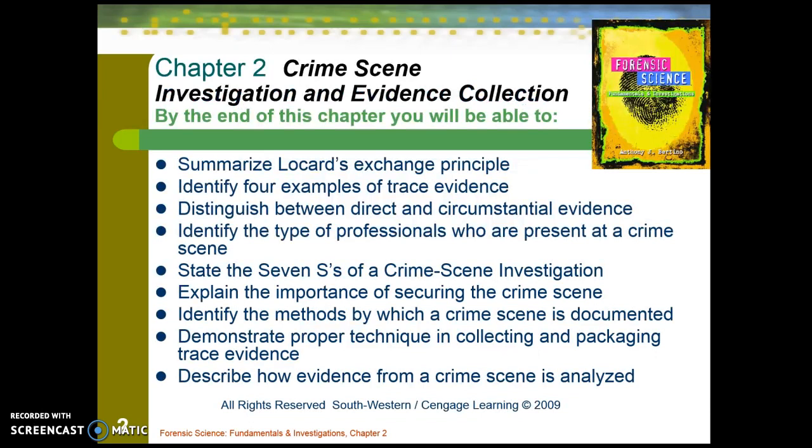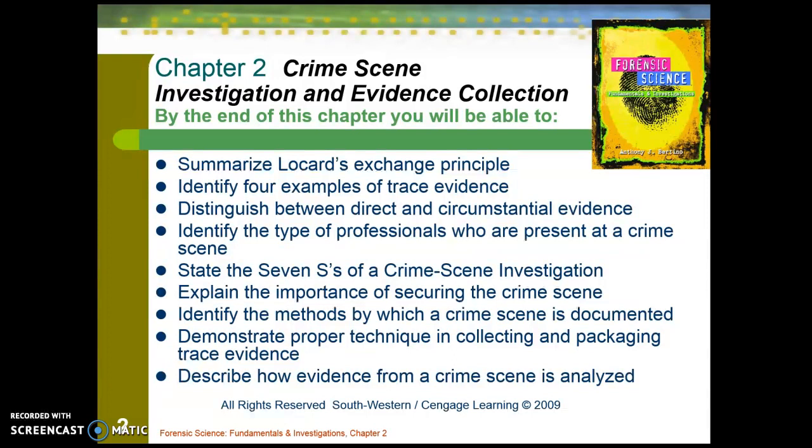So right here we've got some things that you'll be able to do by the time we finish chapter 2. You will be able to summarize Locard's exchange principle, identify 4 examples of trace evidence, distinguish between direct and circumstantial evidence, identify different professionals who are present at a crime scene, state the 7 S's of a crime scene investigation, explain the importance of securing the crime scene, identify methods by which a crime scene is documented, demonstrate proper technique in collecting and packaging evidence, and describe how evidence from a crime scene is analyzed.